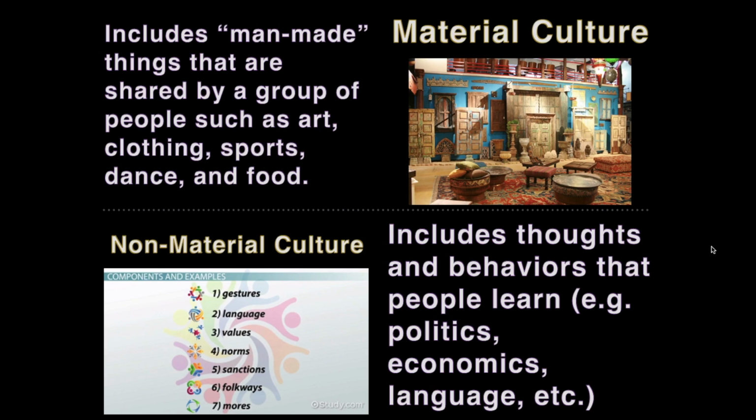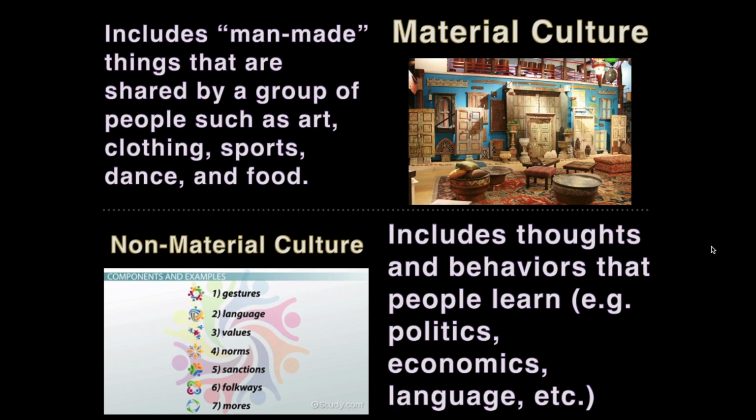So going on, we're about halfway through the notes right now. We have material and non-material culture. Think of material culture as anything that's man-made and shared by a group: art, clothing, food, sports, dance. A lot of times it's things you can touch or things you can see, but not always, right?